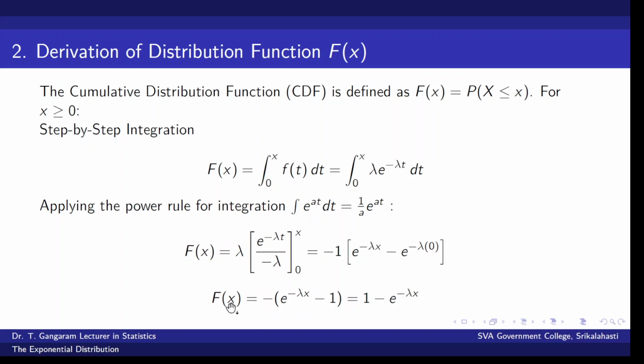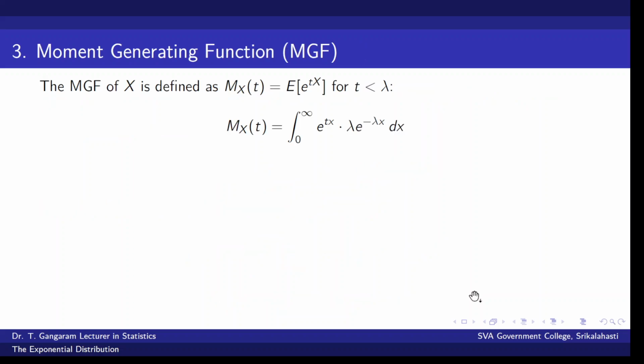Now F of x can be simplified as minus into e power minus lambda x minus e power 0, that is equal to 1. Taking minus into the bracket, it becomes 1 minus e power minus lambda x. So the distribution function of the exponential distribution is 1 minus e power minus lambda x.